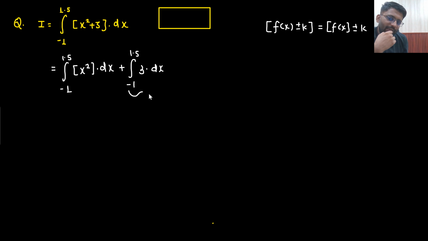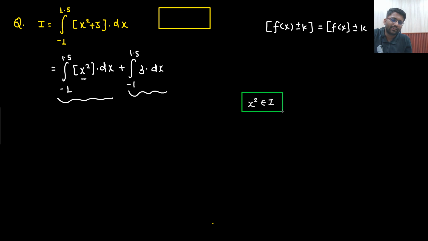Now this part I can solve very easily. My matter of concern is this part. I need to solve this part: integral from -1 to 1.5 of the greatest integer function of x square dx. So where will be my matter of concern? My matter of concern will be when x square becomes an integer.